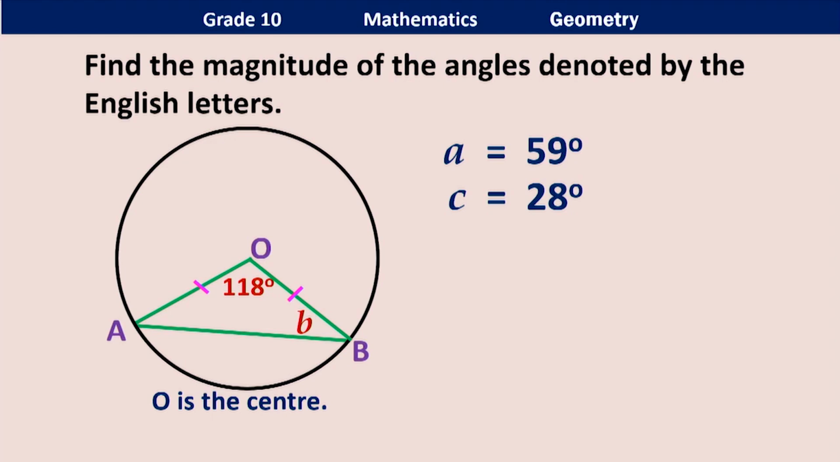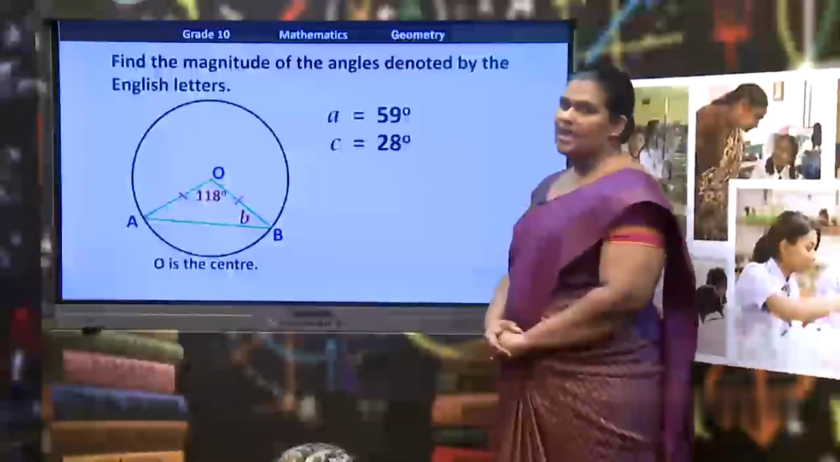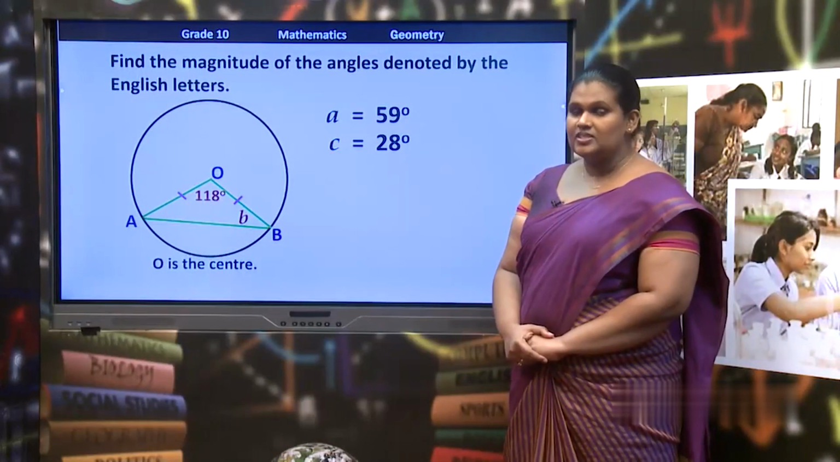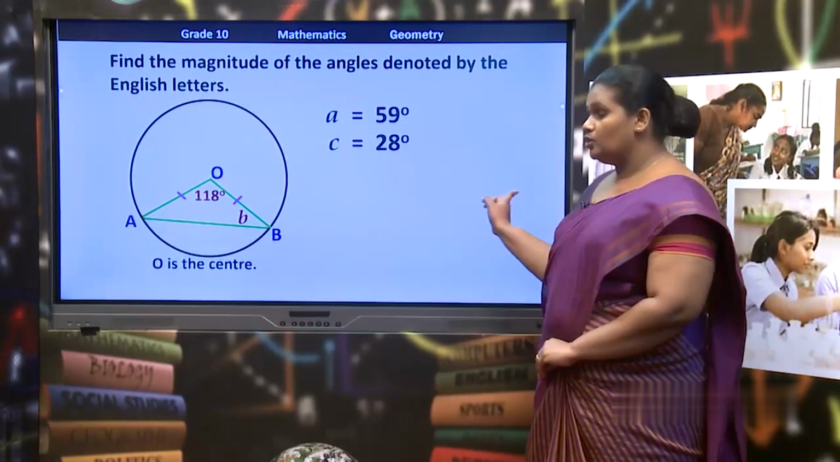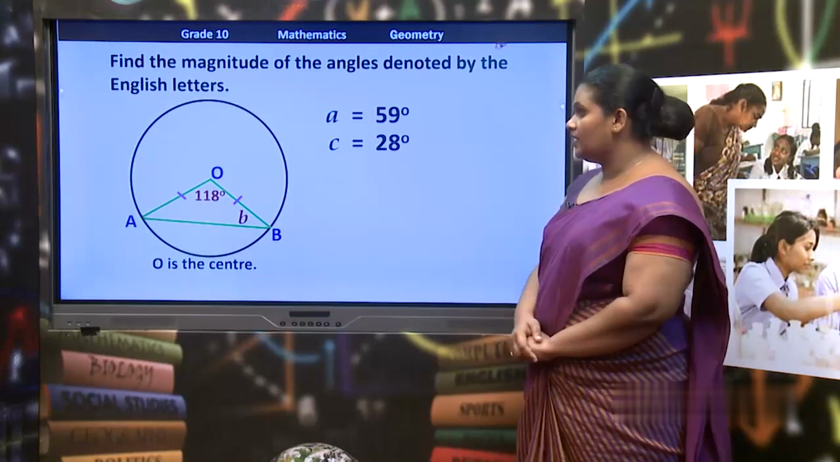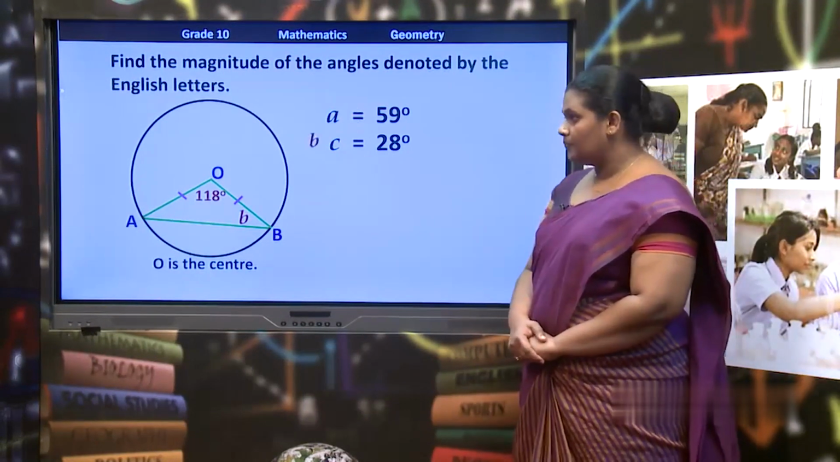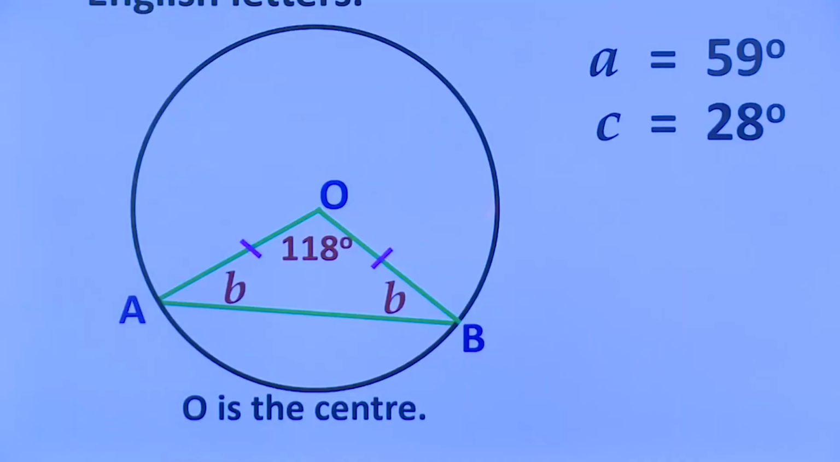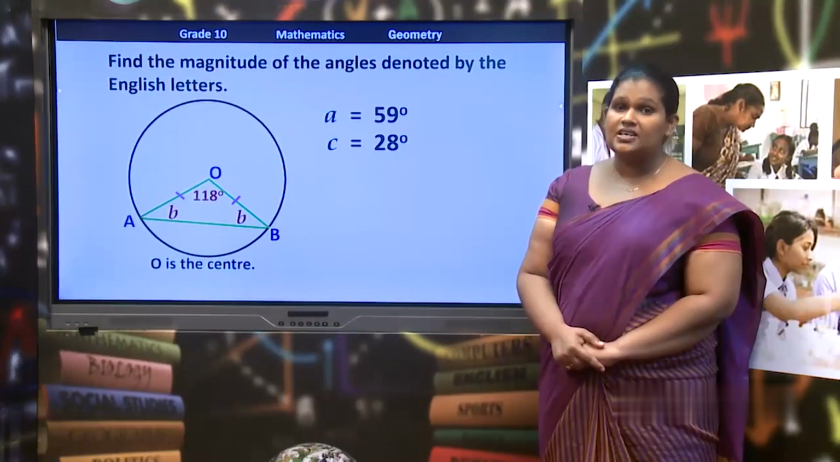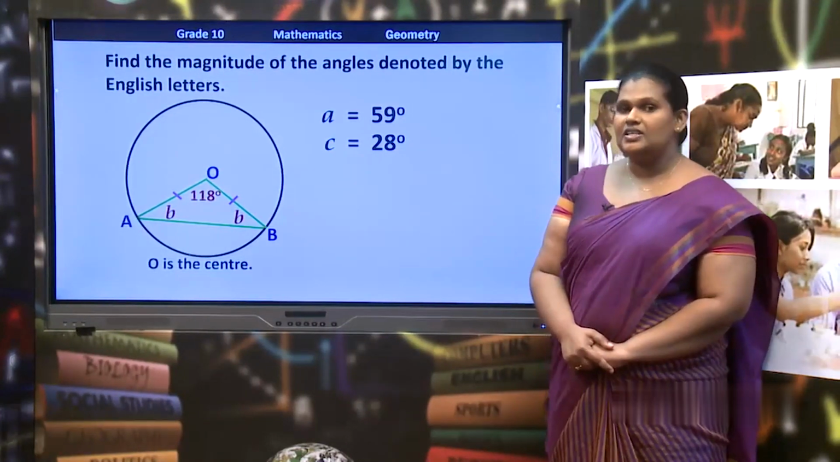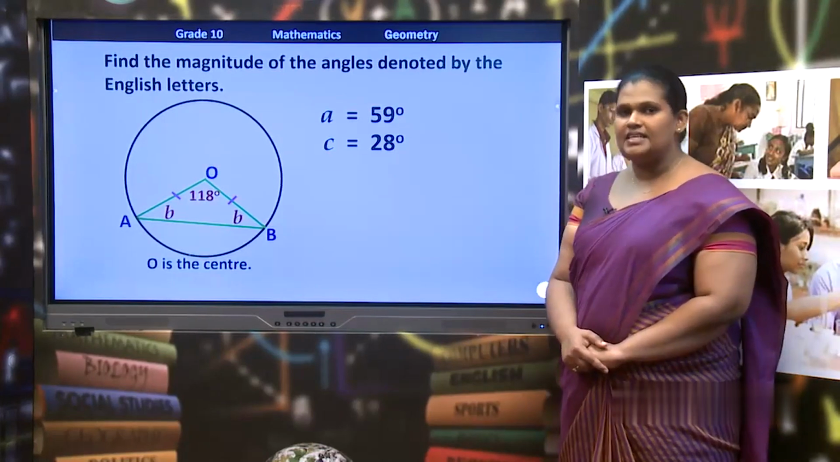So, we can say angle OBA should be equal to angle OAB, since it is an isosceles triangle. So, using that we can get the value of B. Instead of angle OAB, I am going to name it simply as B, right. Now, once again we know that the sum of the interior angles of a triangle is equal to 180 degrees.